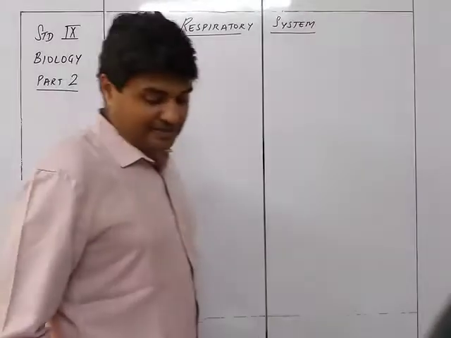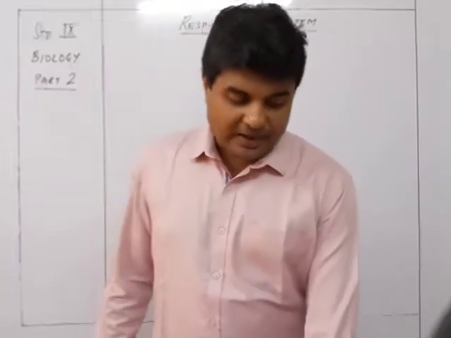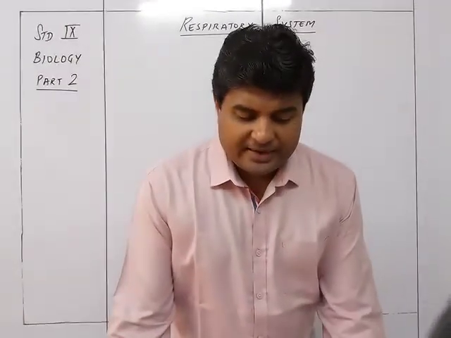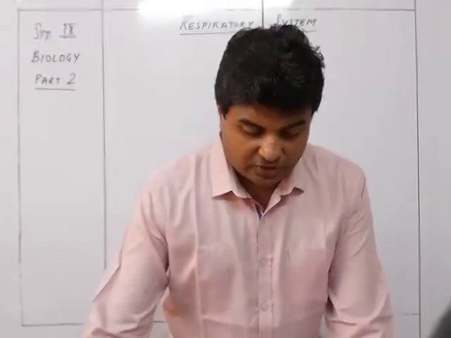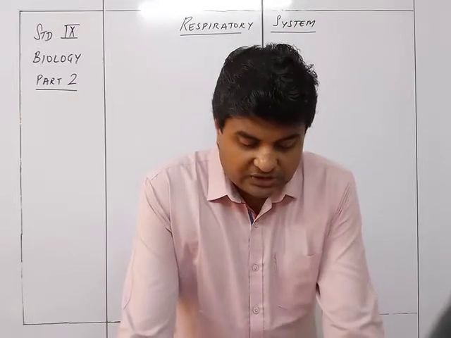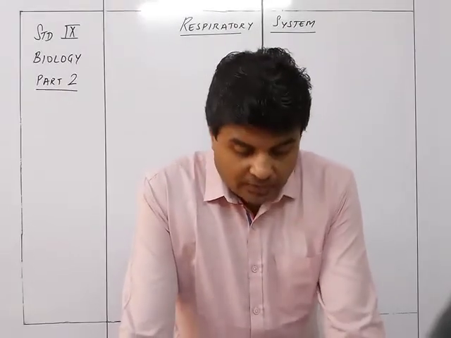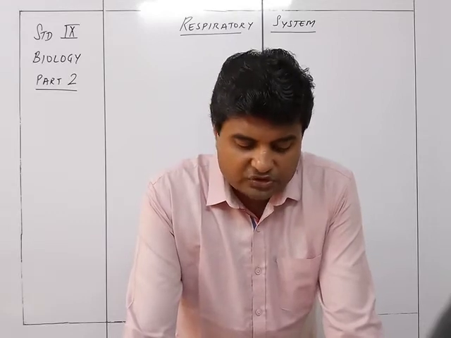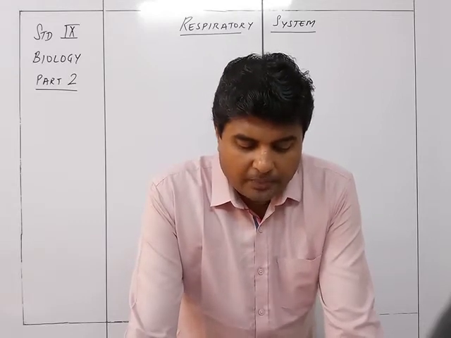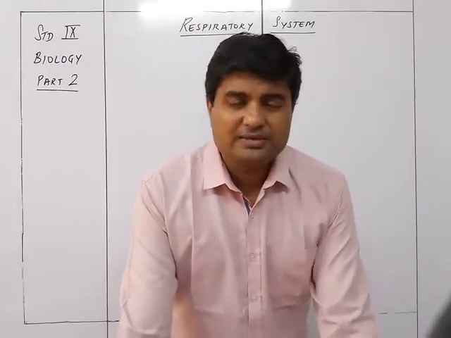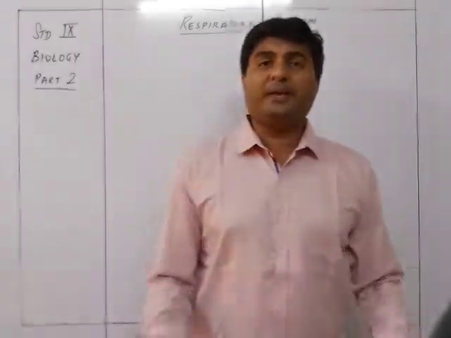So we continue with the chapter respiration, the respiratory system, and we are on the parts of respiration. In humans, as in most animals, there are four major parts of respiration. First, breathing. This is the physical process in which atmospheric air is taken in and forced out of the oxygen absorbing organs, the lungs.